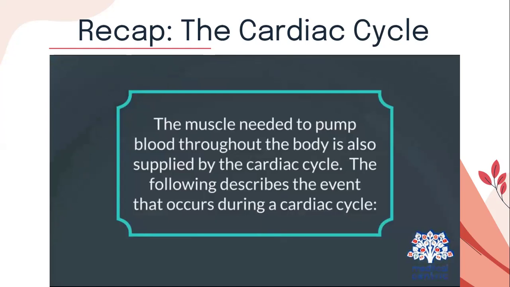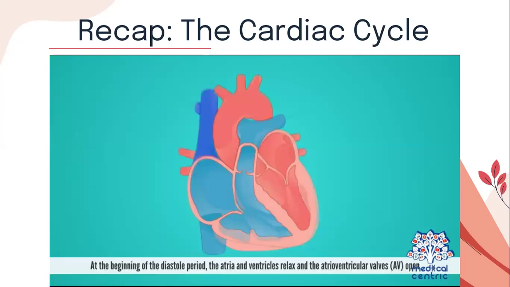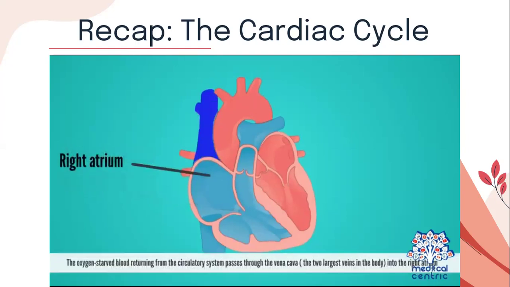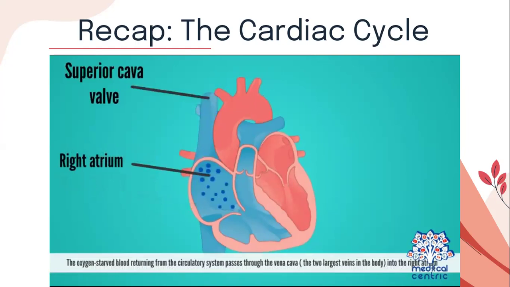The following describes the events that occur during a cardiac cycle. At the beginning of the diastole period, the atria and ventricles relax and the atrioventricular valves, or AV valves, open. The oxygen-starved blood returning from the circulatory system passes through the vena cava, the two largest veins in the body, into the right atrium.